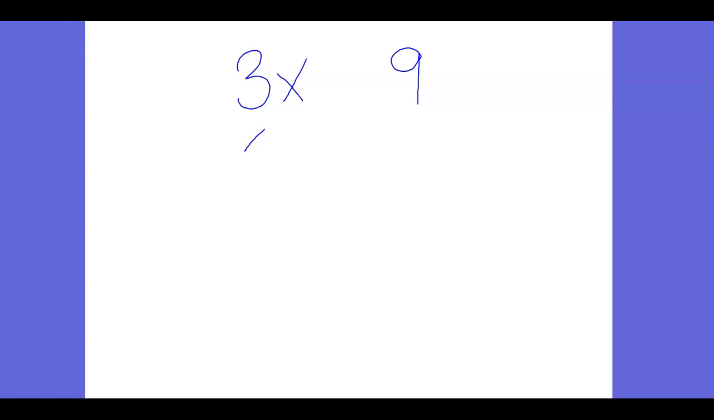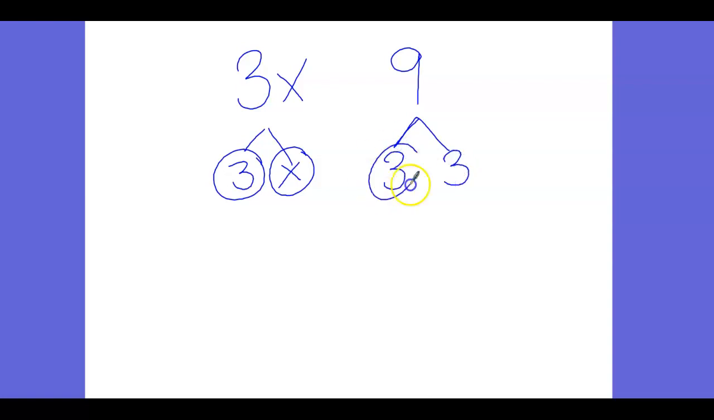So what can you break 3x into? 3 and x, right? Because 3 is prime, and x can't be broken down because we don't know what it is. What can I break 9 into? Jada? 3 and 3, and those are both prime, right? Okay, so we're good with that.